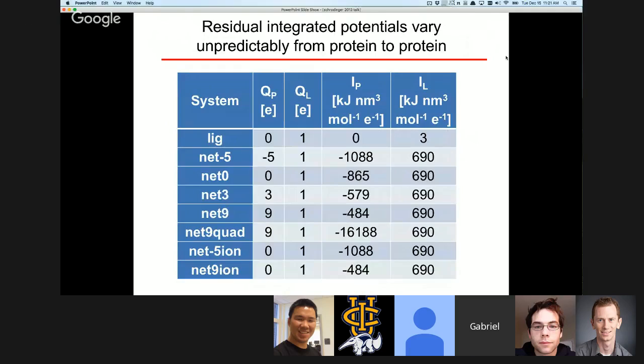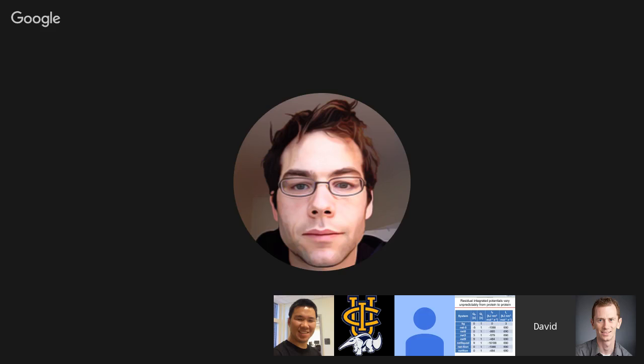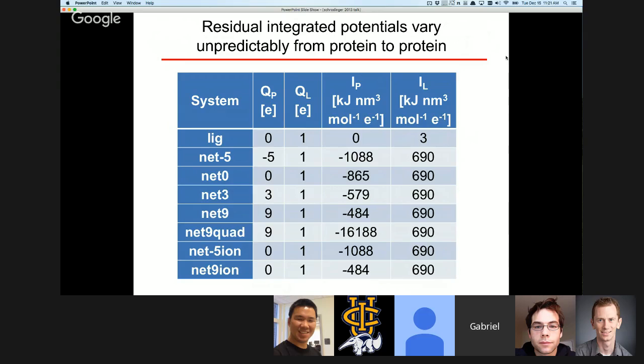So I just wanted to say that the magnitude of this quantity is idiosyncratic to the particular protein, and it's not always intuitive. So for example, these are the actual magnitudes of the residual integrated potentials in each of these different systems, and they're all over the map. I mean, yes, the net9 quad, where we added this enormous quadrupole, has the largest magnitude residual integrated potential by far. But actually, the net zero is just our run-of-the-mill protein parameterized with Amber, and it has a larger residual integrated potential than the protein that happens to have a net charge of 9.